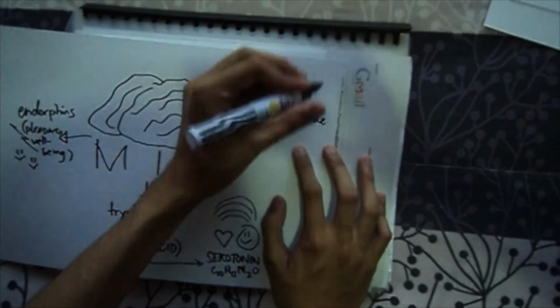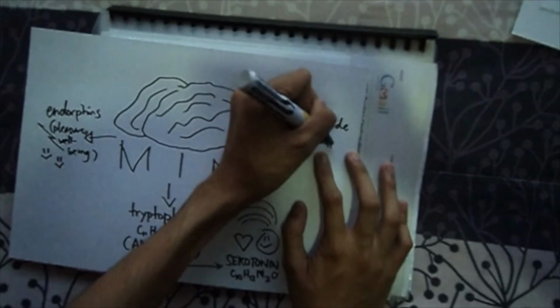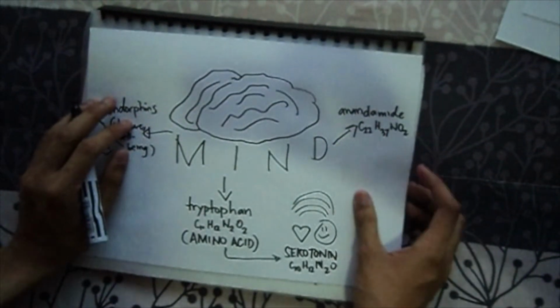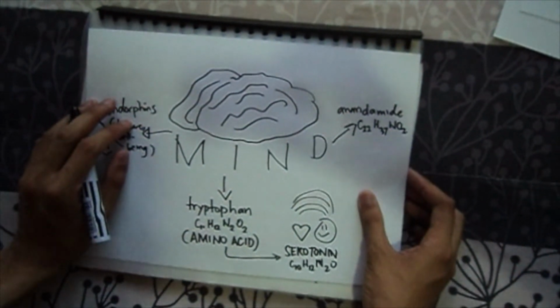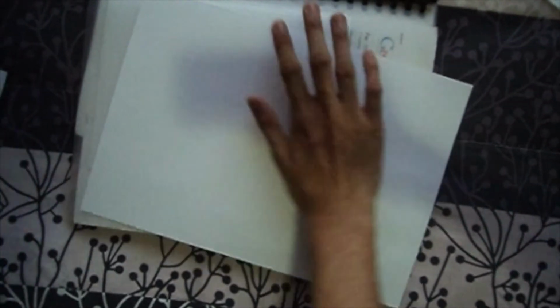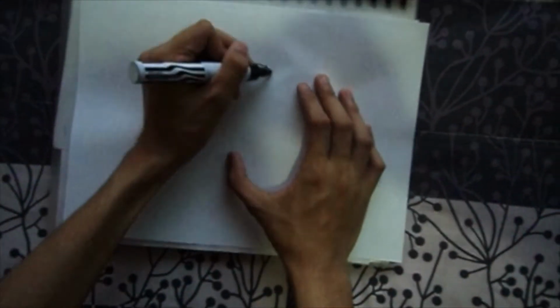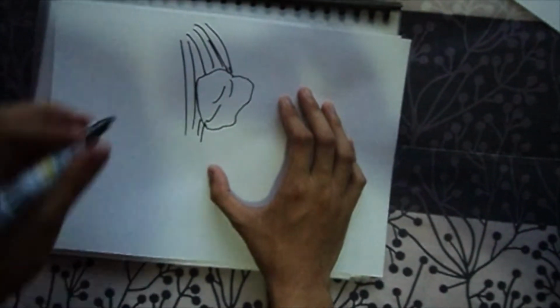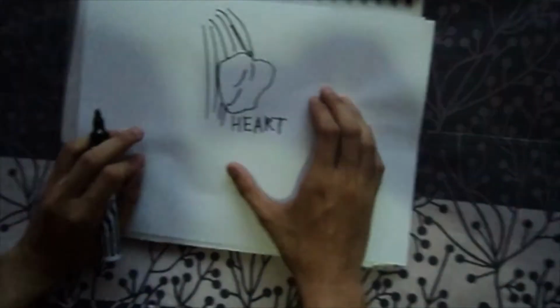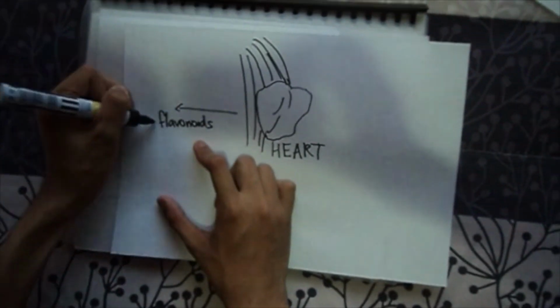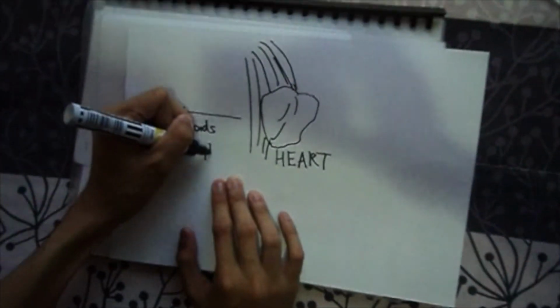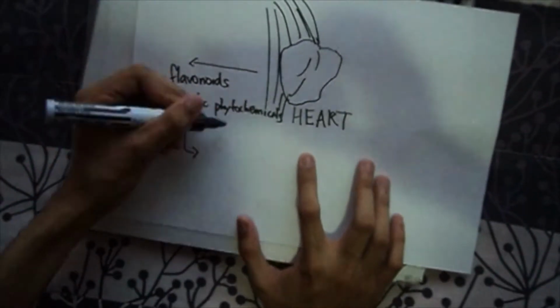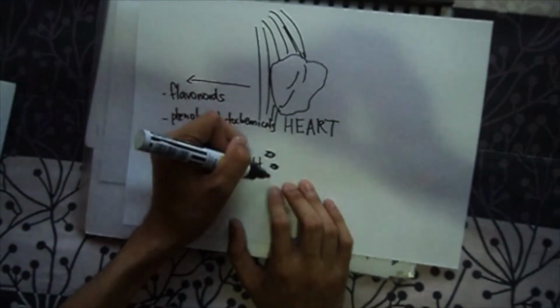Another noted chemical is anandamide. It is thanks to these two chemicals and a combination of others that make chocolate a viable option for consuming when in emotional distress. Now for the heart and other body functions. We have flavonoids and phenolic phytochemicals that reduce blood clot and decrease hypertension in the human body.